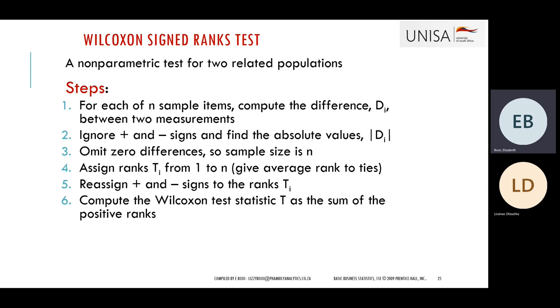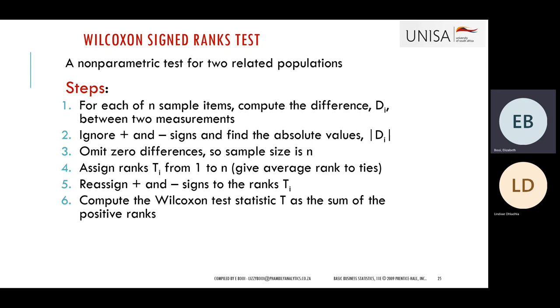When we calculate the difference, when we go to calculate the test statistics and all that, we're going to ignore the plus and the minus sign to find the absolute value of the differences. And we're going to omit the differences where they are equal to zero for any of the sample sizes. And we're going to assign ranks from 1 to n. And if there are ties, we're going to do the average. So we're still going to do the same thing as what we have been doing, but now we're only going to be working with one column and not two columns. So we're going to just assign the ranks based on that column of the differences.